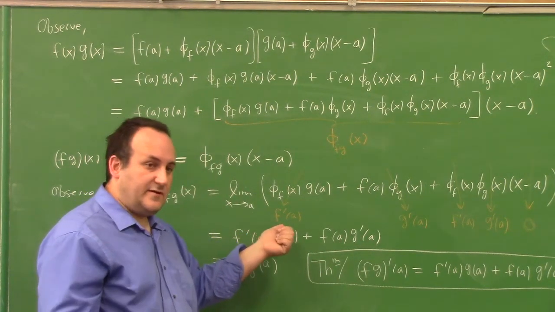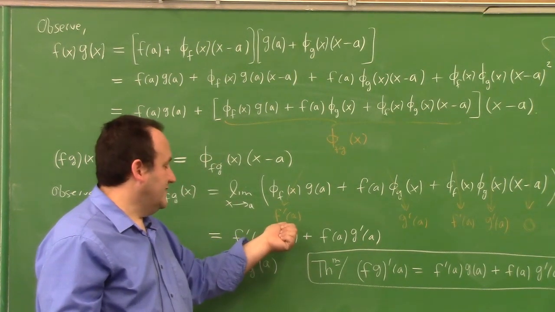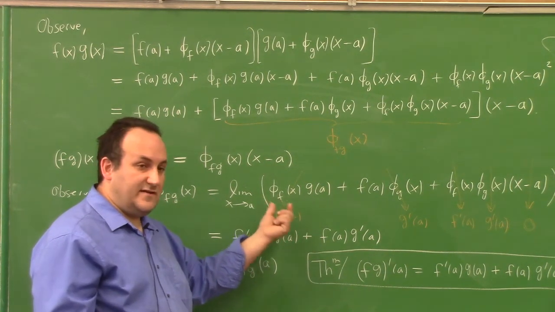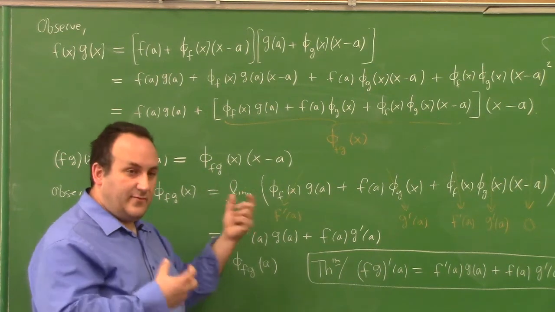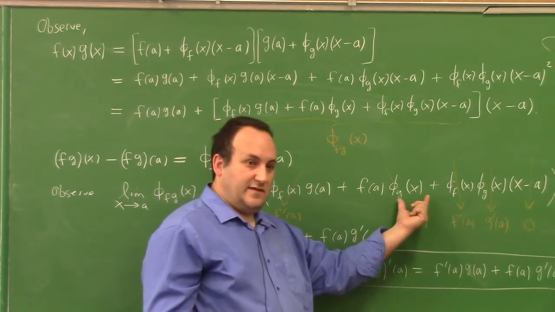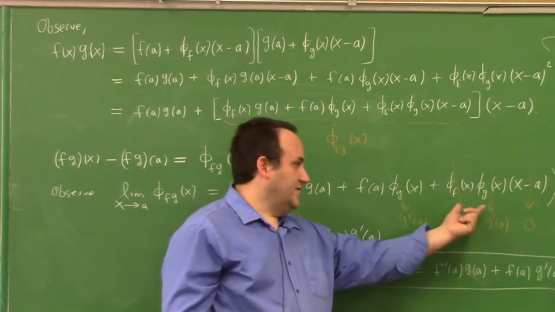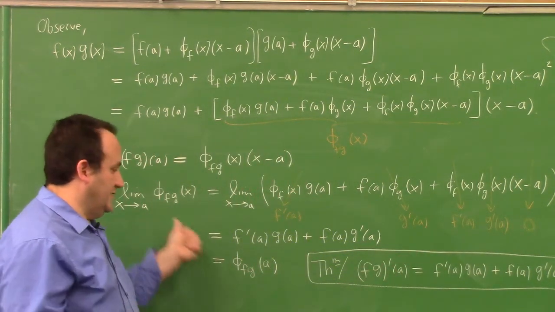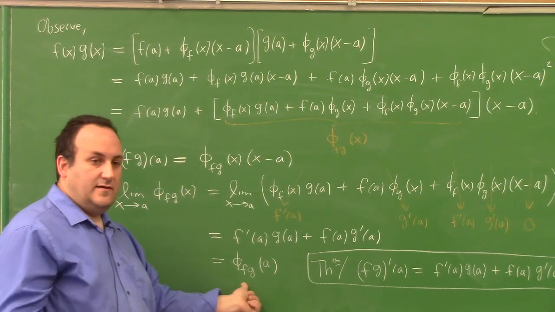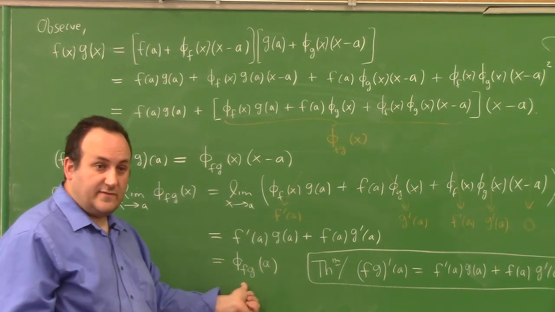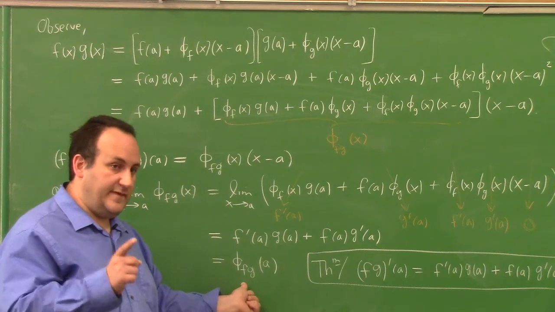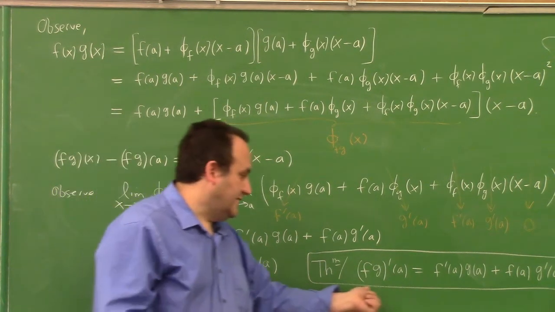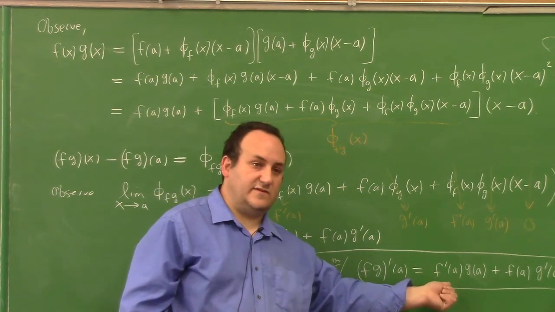Appealing to the proof of the theorem of Caratheodory, we know that the limit of phi sub f of x as x goes to a is f prime of a. This function limits back to the derivative at the point. And the same for phi sub g, but the derivative of g. And this other piece goes to 0. Put it all together, this is a continuous function, and that's its value. That proves that the product of two differentiable functions is differentiable. But more than that, it proves that the value of the derivative is given by this formula here, and this is what's known as the product rule.